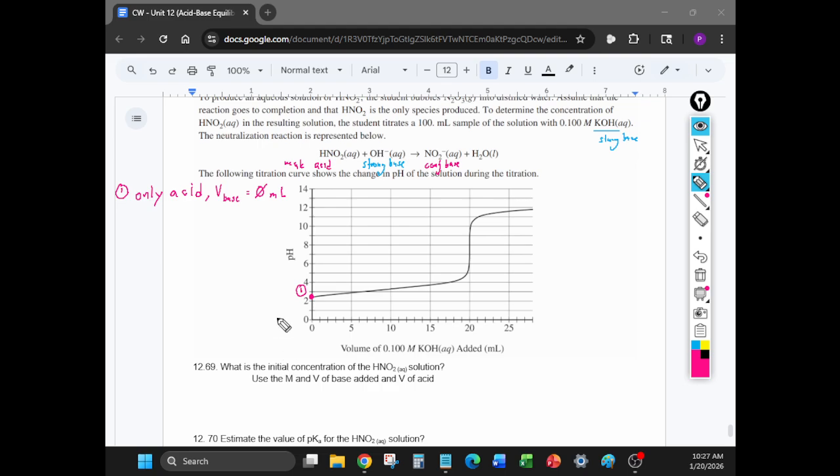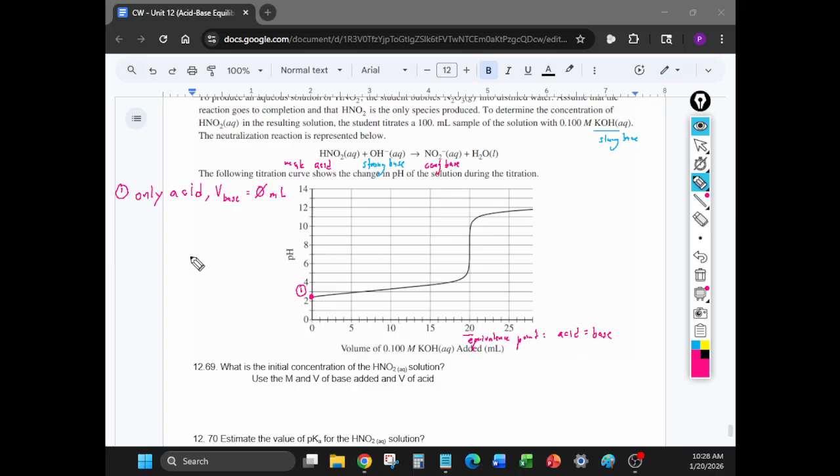For section 1, this is where you have only acid, so the pH is going to be less than 7. All right, the next section is going to be halfway to the equivalence point. So we're going to take a look at the equivalence point. The equivalence point is this big spike where the acid and base start to equal each other. And if you look at the equivalence point right here, you'll see that it is at 20 milliliters. So I'm going to just jot this down right here. The equivalence point is 20 milliliters, and this is when the amount of acid is equal to the amount of base.